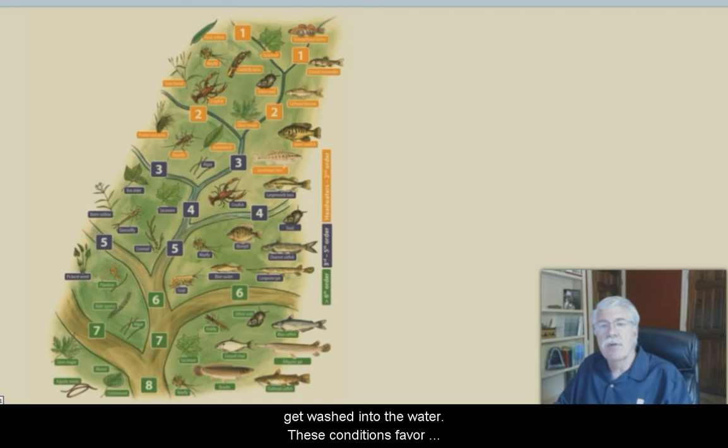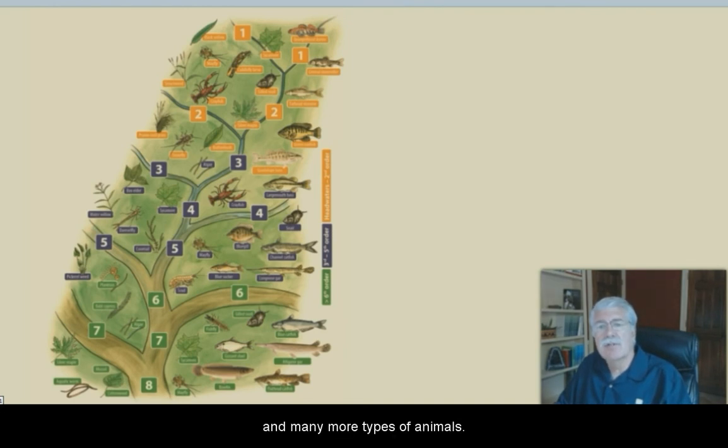Third through fifth order streams have both rooted and floating aquatic plants and many more types of animals. In a big river, few rooted plants grow because the water is too deep and turbid to allow sunlight to penetrate. Big river conditions favor plankton, collectors, and large fish.